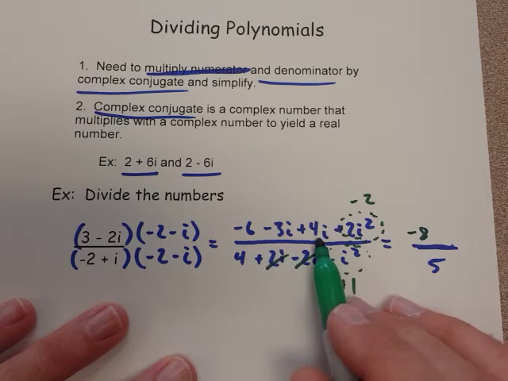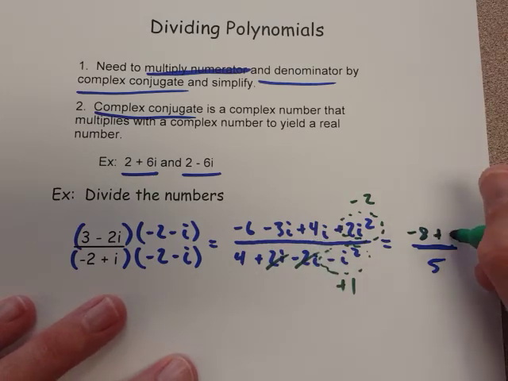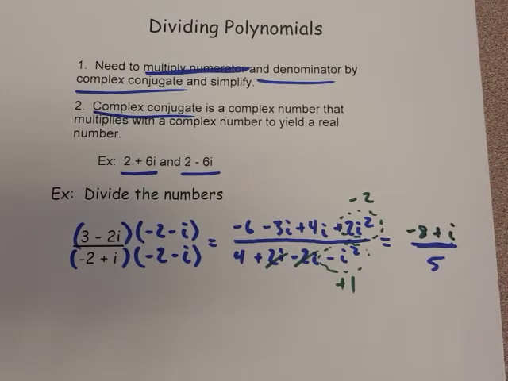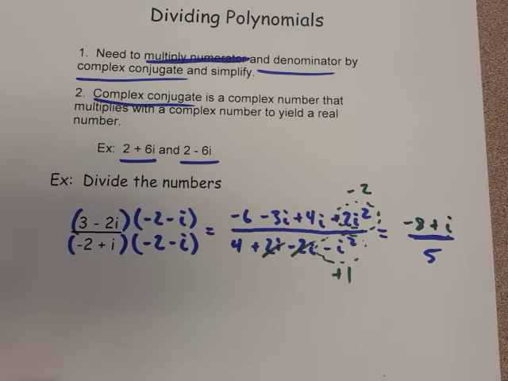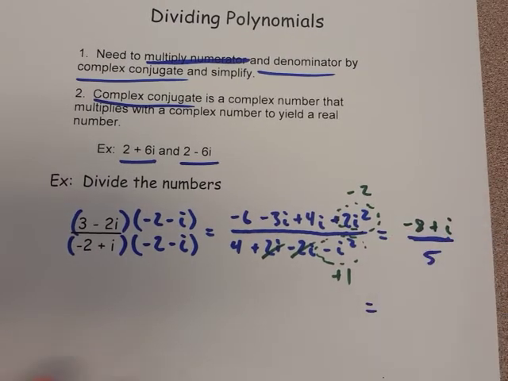Negative 3i plus 4i is positive 1i. And we get this answer here, this negative 8 plus i over 5. Now we're almost done there, but many problems here are going to ask us to do it in standard form, which is a plus bi.